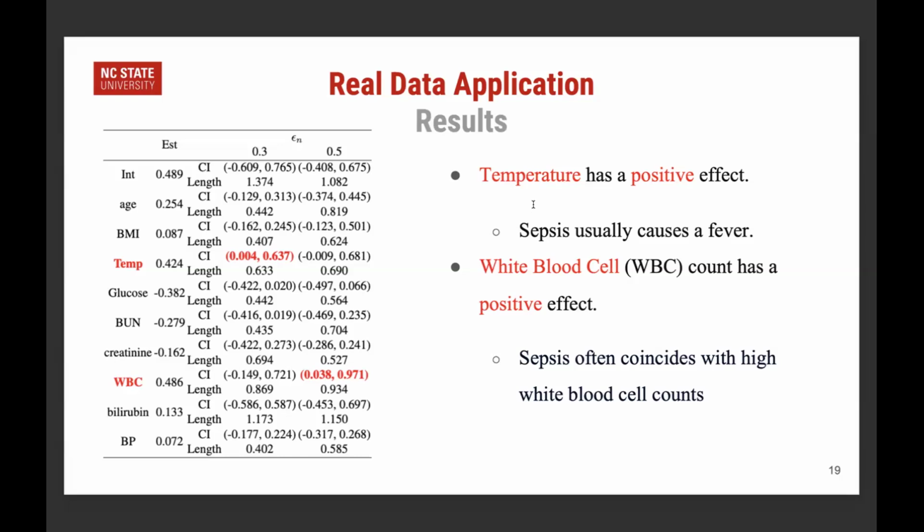The first finding is the temperature. It has a positive effect. That makes sense because sepsis usually causes fever. The next finding is the white blood cell count, which also has a positive effect. And this is also consistent with the medical literature because sepsis always coincides with high white blood cell counts.